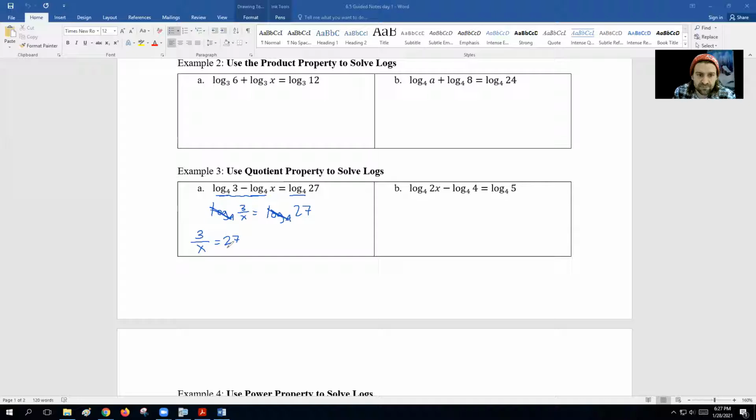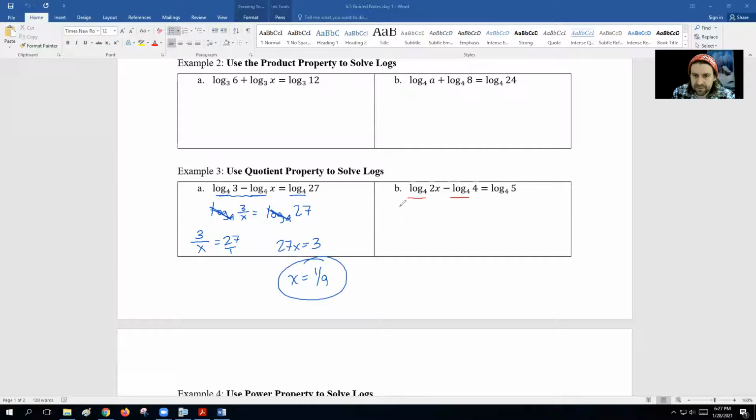Well, we have a fraction here. If you forgot from Algebra 1, fractions you can solve by cross multiplying. And so x times 27 is 27x. 3 times 1 is 3. So all we need to do is divide 3 by 27, and that actually simplifies down to 1/9. There we go. So why don't you guys pause, try to do the next problem on your own, see if you get it right.